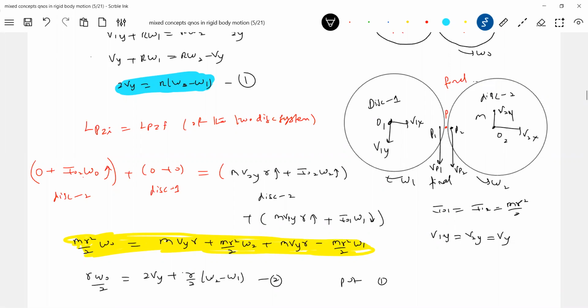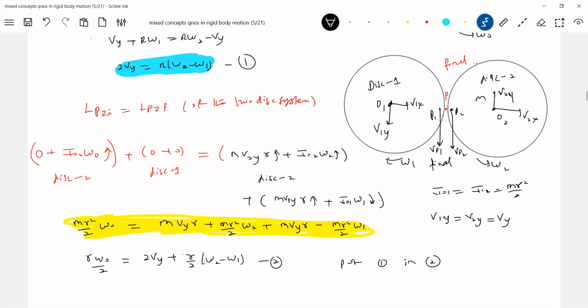Put 1 in. At least anybody, the value of this? Vy and omega naught are... omega 2 minus omega 1, right? 2 Vy by R. Yes, R omega naught by 6. Okay, thank you. Keep that as equation 3. I got Vy. So what is needed now?